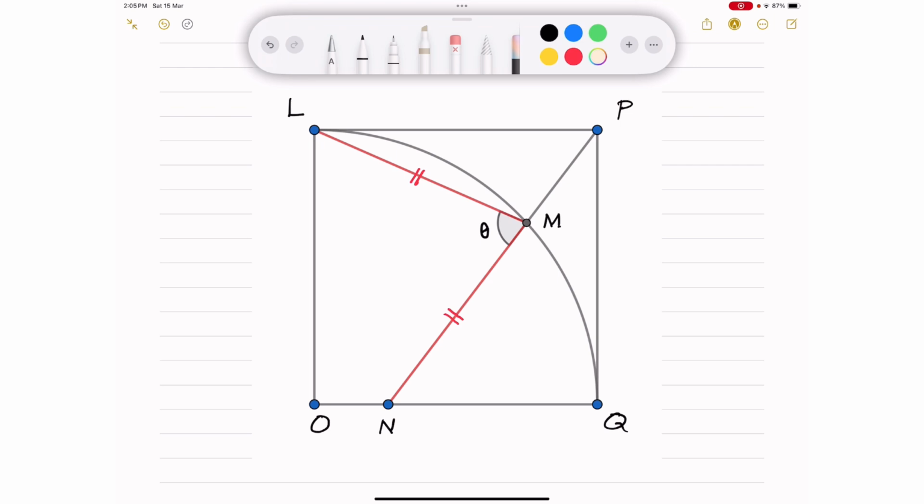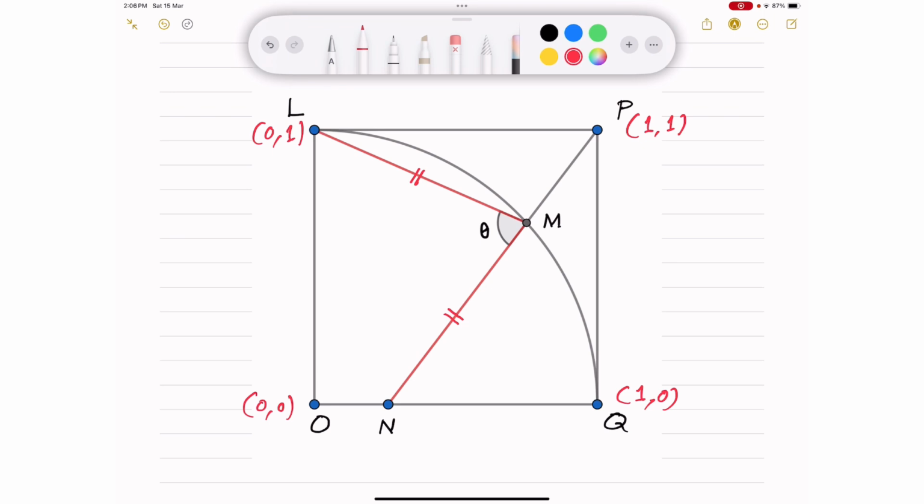I'll start by assuming that O is the origin. As you can notice, theta does not change regardless of how big the square is. So without loss of generality, I will assume that the square has side length 1. I let this point be 0, 0, the origin, this one is 1, 0, this point is 0, 1, and this point is simply 1, 1.